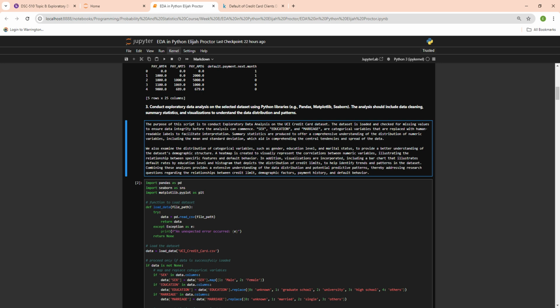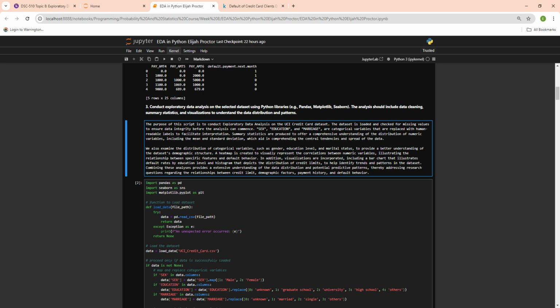We generate summary statistics to give us an insight into numeric variables, and it gives us a look at the average values, variation, and overall distribution of the data. We analyze the distribution of demographic factors like gender, education, and marital status so that we can understand the data set structure. We use a correlation heat map to visually display relationships between our numeric variables and default behavior. Our bar charts and histograms are used to show default rates by education level and the distribution of credit limits.